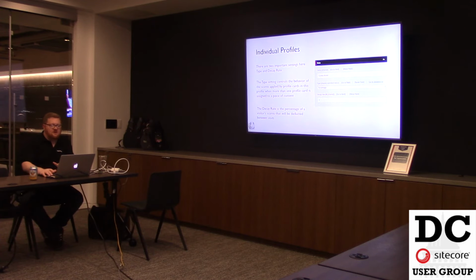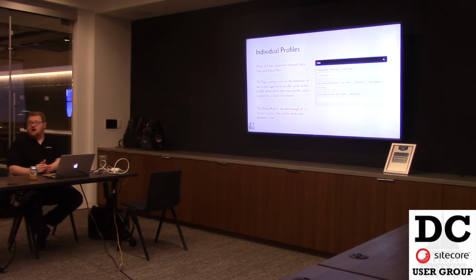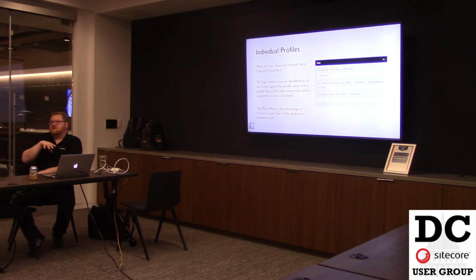The decay rate is another one of those really interesting mathematical things. It's the percentage of a visitor's scores that will be deducted between visits. So say you have a 10% decay rate, and someone scored 100 dog points last time they visited your site. The next time they come back, Sitecore will track them as having 90 dog points. And then the next time it would be 81 dog points, until they essentially have no dog points left, right? That's a good way to make sure that the profiling data is fresh.